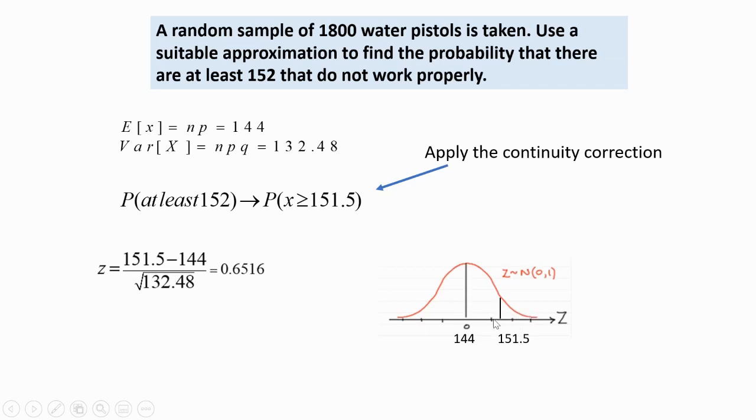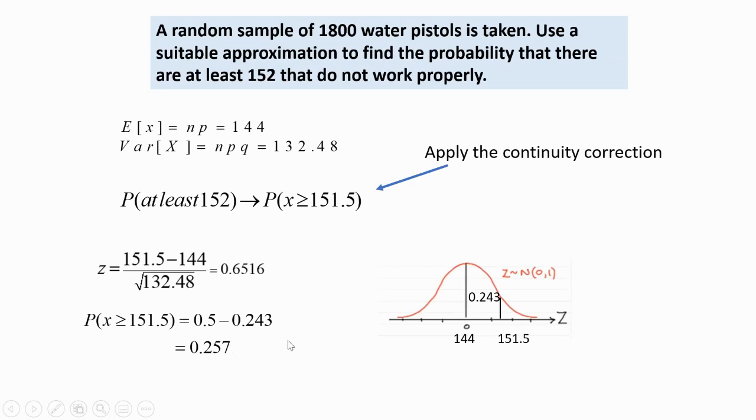So I'm looking for this section over here. I'm going to get a z-score, which is 0.6516, and I'm going to look that up in my table, and I'm going to get 0.243. I want the probability that x is greater than 151.5, so I'm actually looking for this side. So I'm going to go 0.5 minus that probability, and I'm going to get 0.257. And that is the probability that you would get at least 152 that do not work properly.